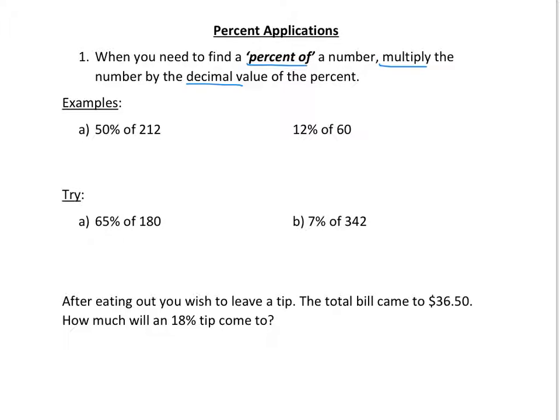So for example, 50% of 212 will be 0.50, the decimal value of that percent, times 212. And if we do that, we will end up with 106. For these types of questions, feel free to use a calculator. 12% of 60 will be 0.12 times 60, which will give us 7.2.